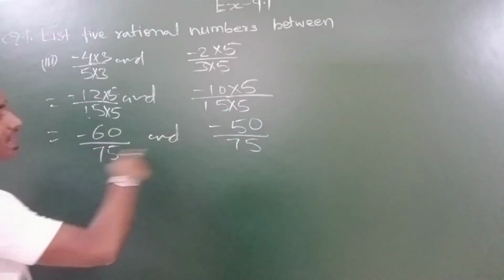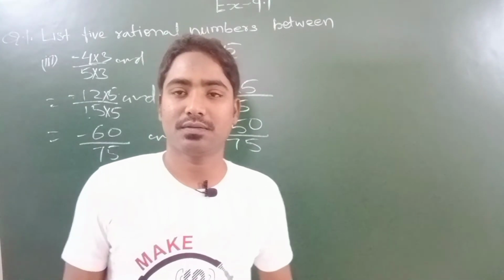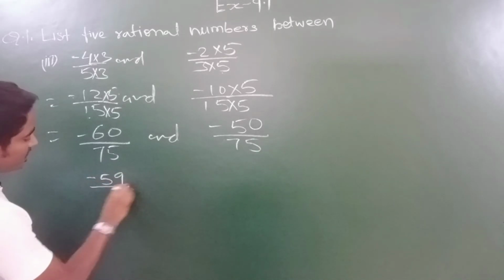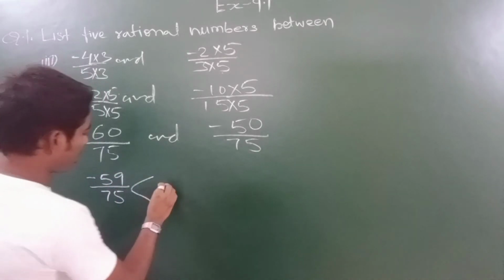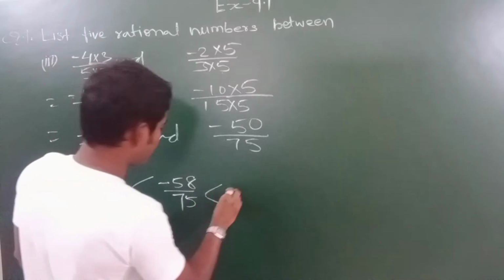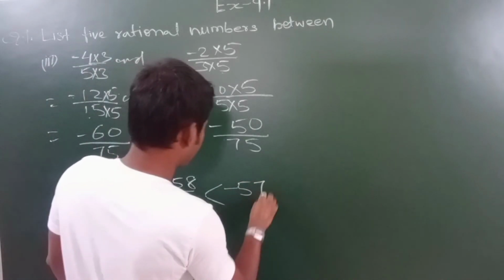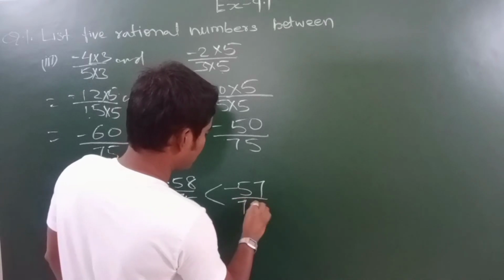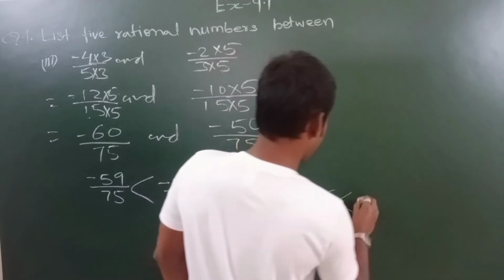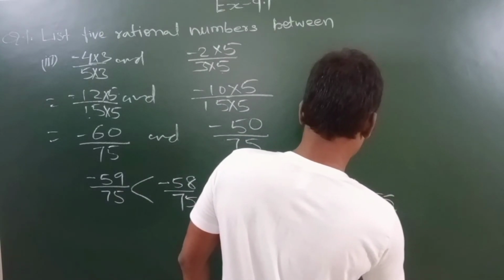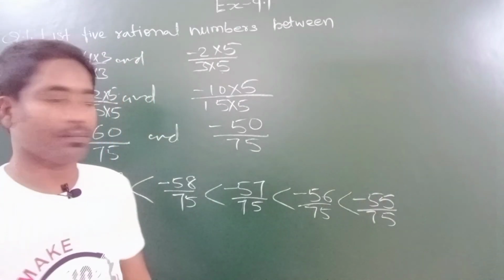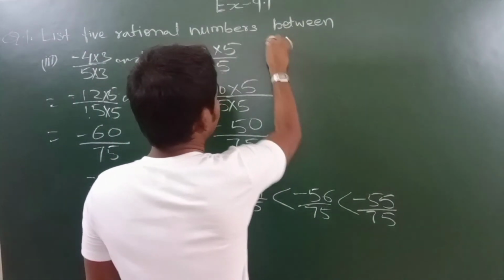Now you can see easily we are having 10 rational numbers, students. What are those? -59/75 less than -58/75 less than -57/75 less than -56/75 less than -55/75. How many rational numbers? 1 2 3 4 5. So we got 5 rational numbers. Okay, moving to the next segment, students, the last segment.